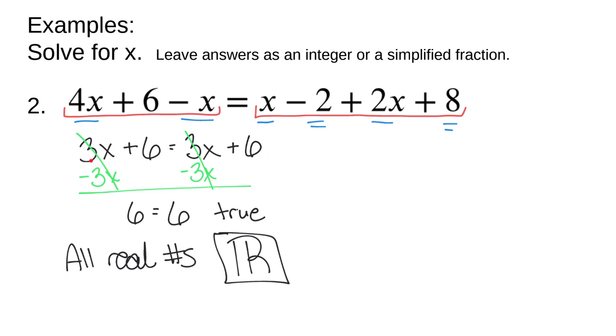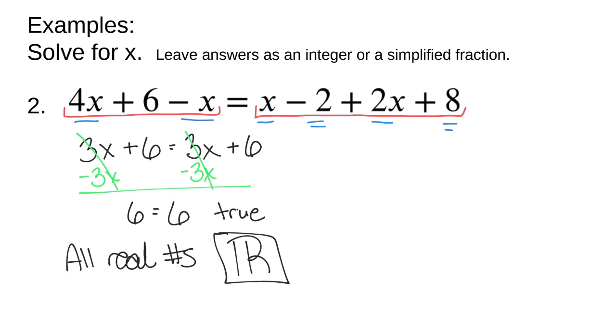I actually knew that way up here. If you think about it, 3x plus 6 equals 3x plus 6. That's always going to be true no matter what you put in here. If I put a 2 in here and a 2 in here, that's going to work because you're doing 3 times 2 plus 6 on each side. It's always going to be true.